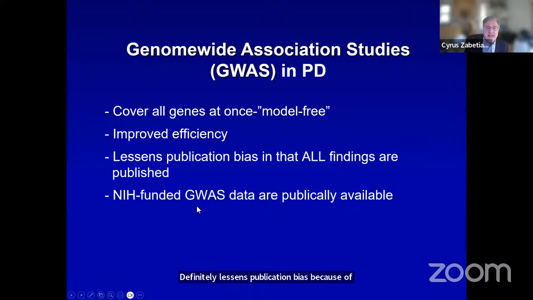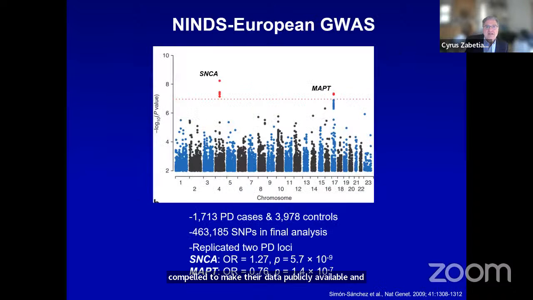And for many years, NIH-funded GWAS studies were compelled to make their data publicly available, and still are today. So the first few in 2009 and 2010 were interesting, but I'll just explain. This is called a Manhattan plot, and many of you have seen these in GWASs of a variety of diseases.